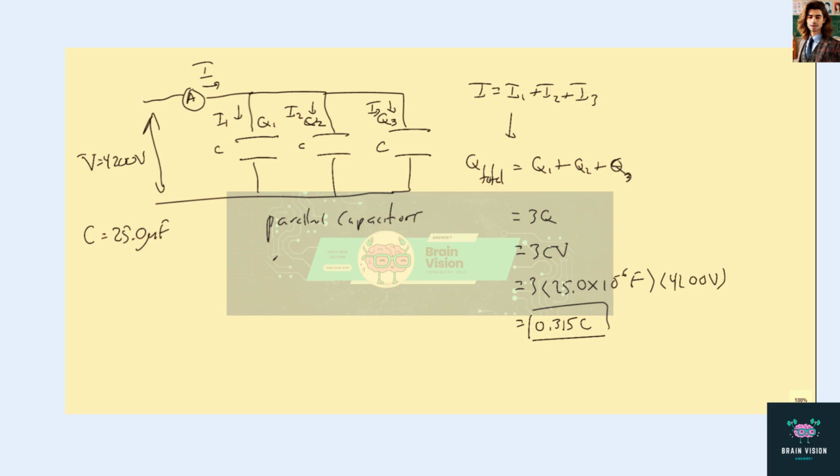Knowing that the total or the equivalent is C1 plus C2 plus C3, which in this case is just 3C, that comes about from this idea that the charge is a summation. That's where this comes from. And that, I think, answers your question.